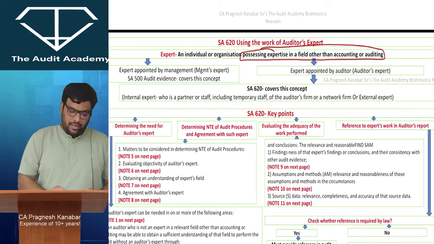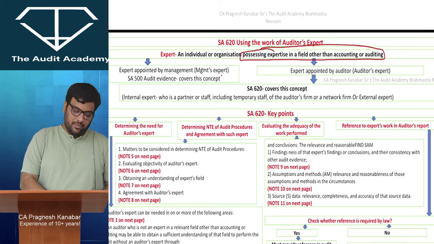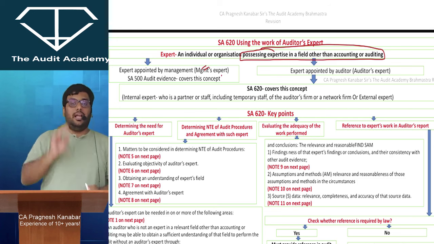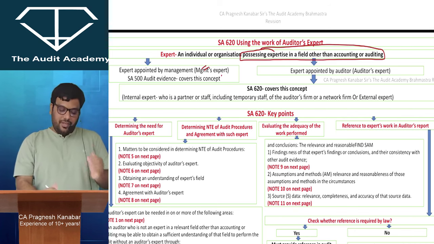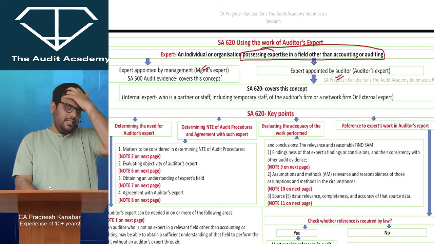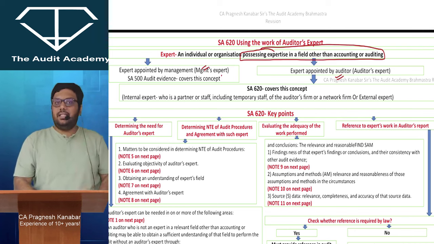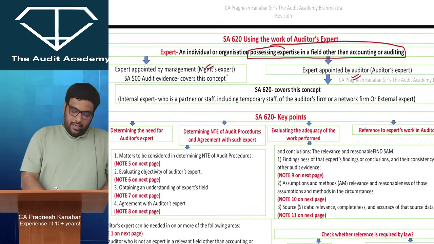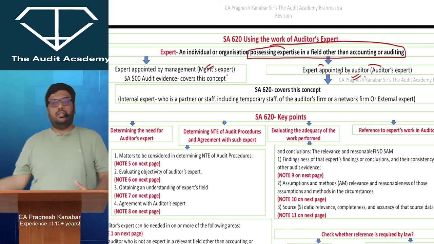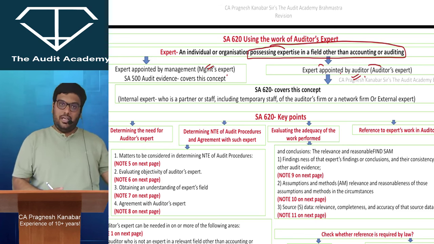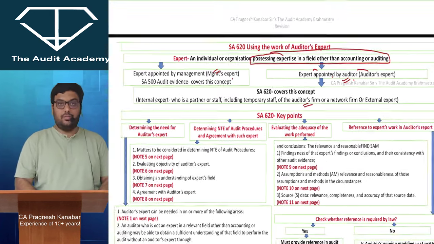Now, experts are of two types. One is appointed by the management, the second is appointed by the auditor. If the case study talks about an expert appointed by the management, then it is management's expert, and that concept is covered in SA 500. Be careful with this. If the expert is appointed by the auditor, then it's an auditor's expert, and that is SA 620. SA 620 covers expert appointed by the auditor. Now, the auditor's expert can also be of two types: an internal expert, who is a partner or the staff of the auditor, or an external expert, an external person engaged by the auditor.